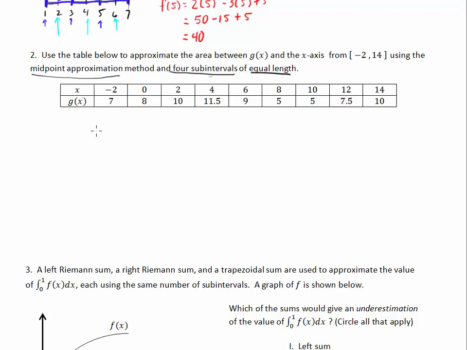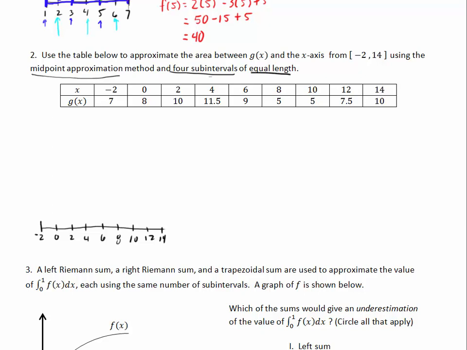So we're going to do this one very similar to problem number 1. The data is given to me in a table, which is nice, but I'm still going to try to draw a picture here. Let's do a little sketch of what this thing is going to look like. We're counting by 2's, starting with -2, 0, 2, 4, 6, 8, 10, 12, and 14. And we are doing a midpoint, 4 subintervals.